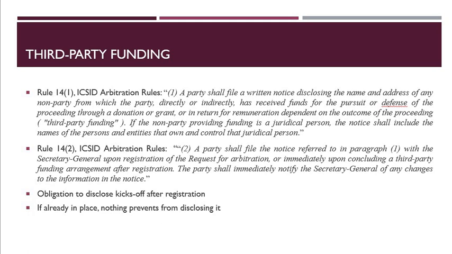Now, Rule 14.2 prescribes when to comply with this obligation of disclosing third party funding. It says, 2. A party shall file the notice referred to in paragraph 1 with the Secretary General upon registration of the request for arbitration or immediately upon concluding a third party funding arrangement after registration. The party shall immediately notify the Secretary General of any changes to the information in the notice. The obligation to disclose third party funding therefore kicks off only after registration of the request for arbitration. Nevertheless, if some arrangement is already in place, there is nothing that prevents a party from disclosing the same.